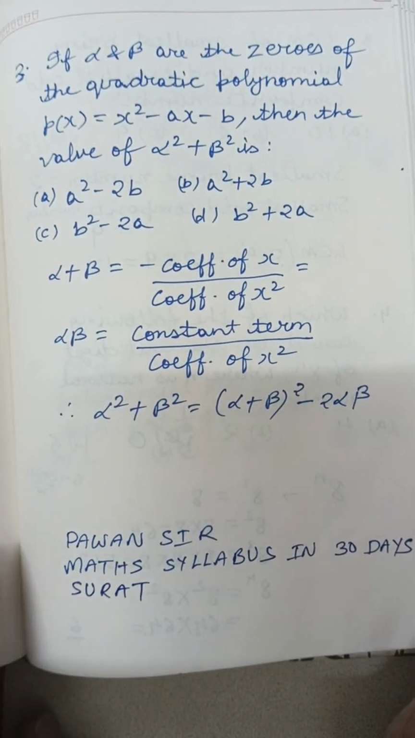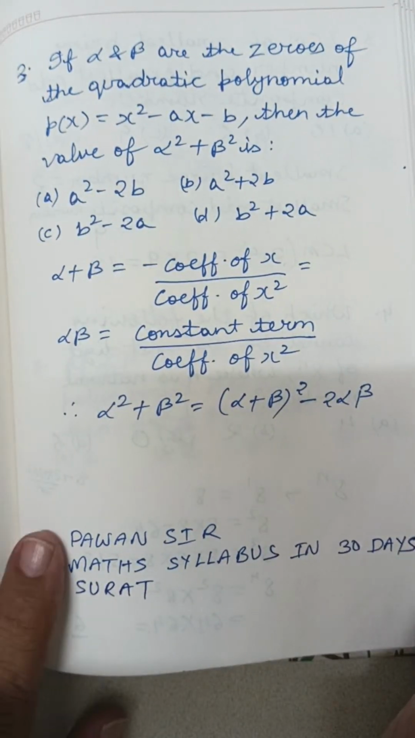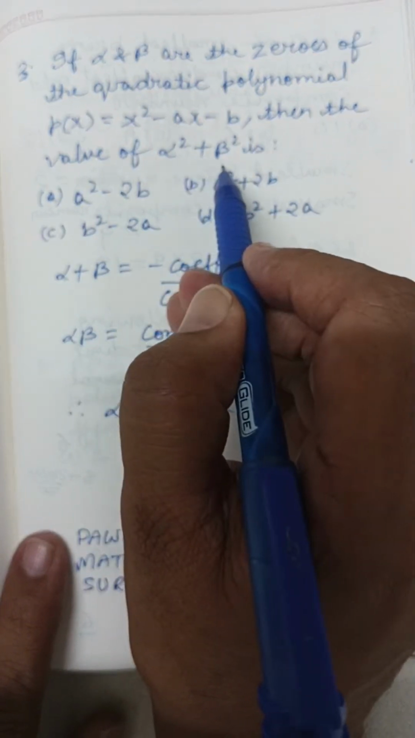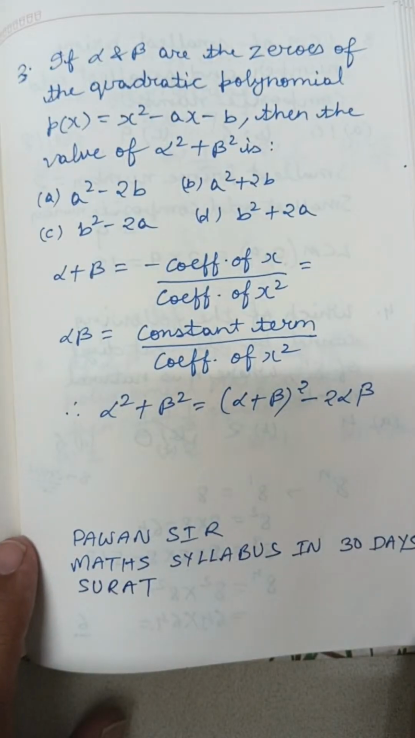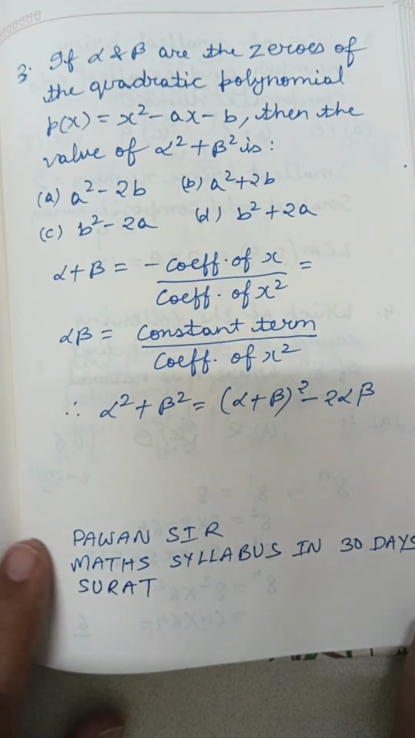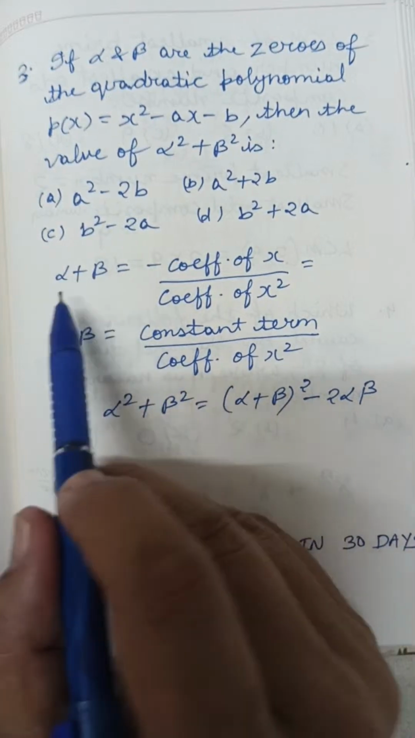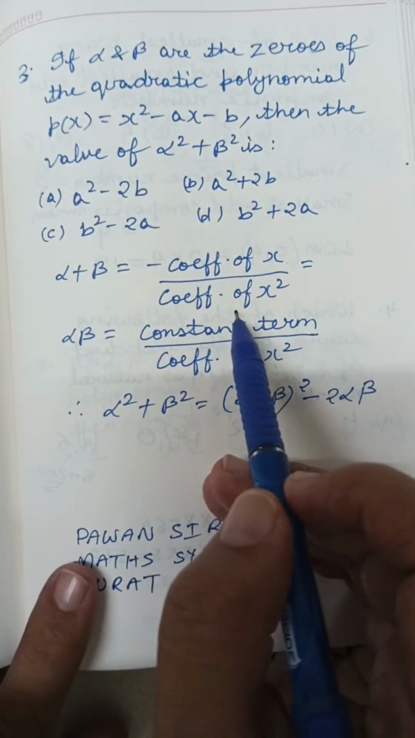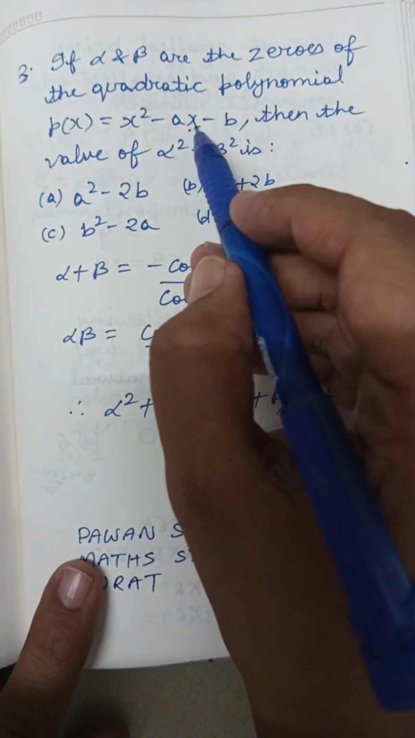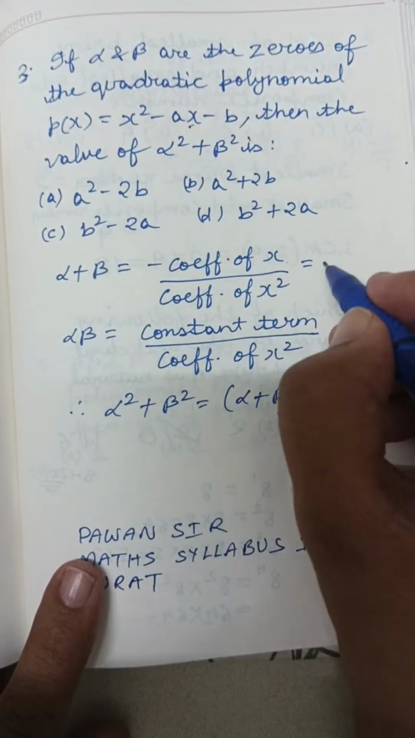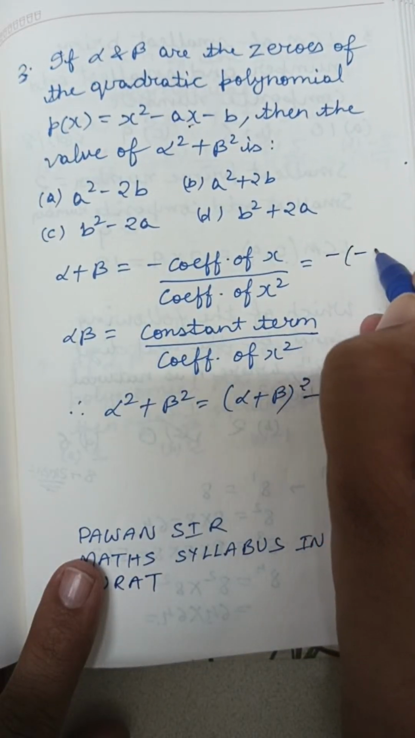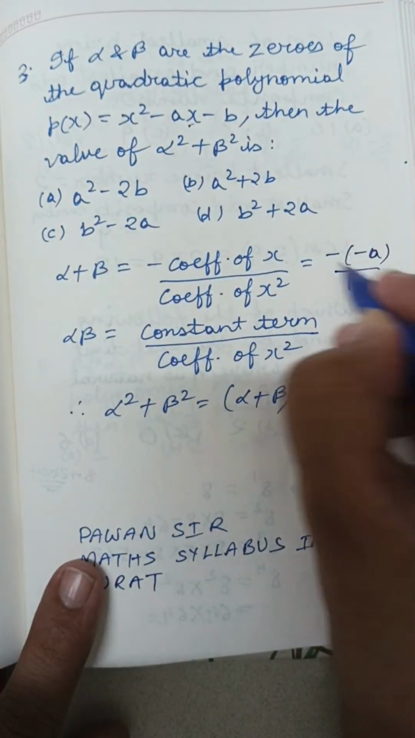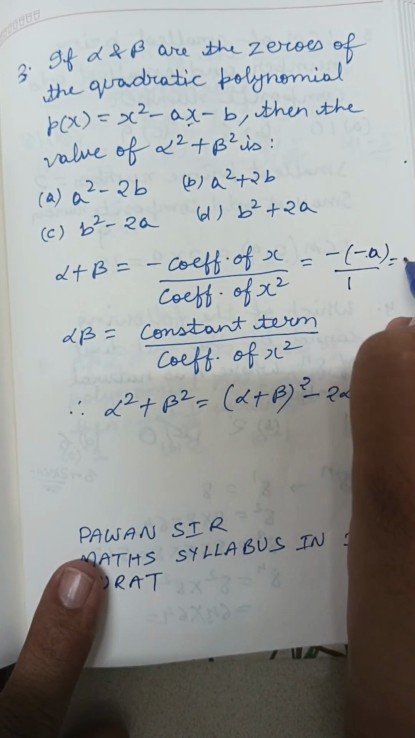Now see next question. In this question we have to find value of alpha square plus beta square. So again it's the same type of question. What is the value of alpha plus beta? Minus coefficient of x upon x square. So this is your x, its coefficient is minus a. So we get minus of minus a. Coefficient of x square is 1. So when you change the sign, what you get? A.